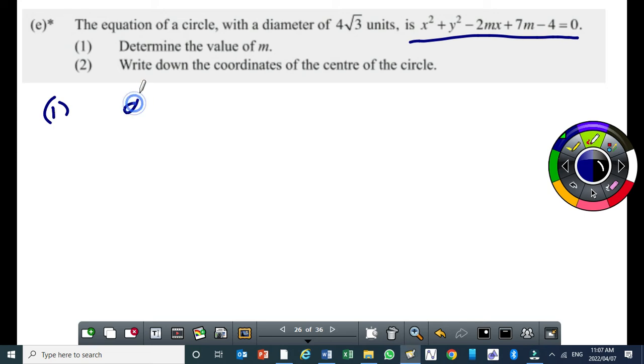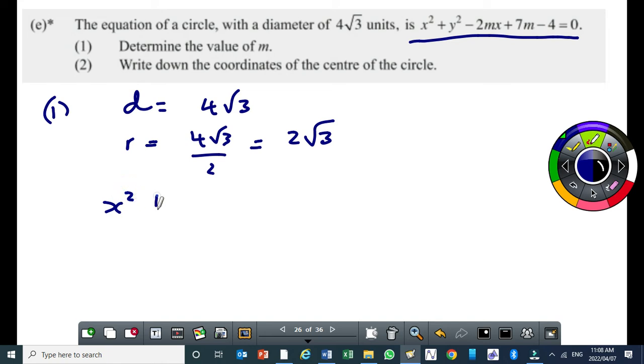We need to know that our diameter is equal to 4 square root of 3, which means the radius is going to be 4 square root of 3 over 2, which will be 2 root of 3. You agree with me there? Yes. So 2 root of 3 is going to be our radius. Then the given equation is x squared plus y squared minus 2mx plus 7m minus 4 equal to 0.